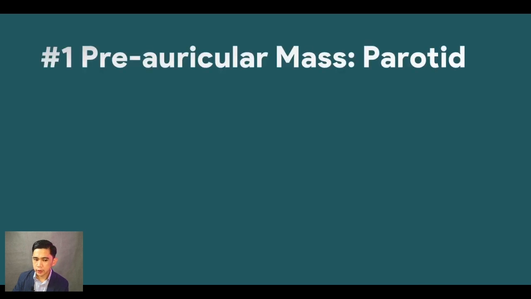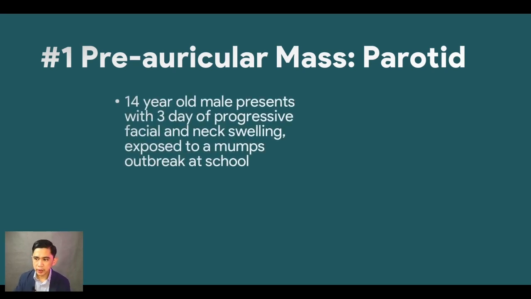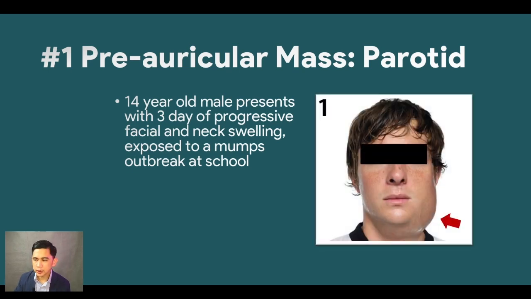Let's go first to our first patient. The pre-auricular mass is a parotid mass. This patient is a 14-year-old male who presents with a 3-day history of progressive facial and neck swelling, and he was exposed to a mumps outbreak at school. So probably we will have a higher suspicion that this patient has mumps.